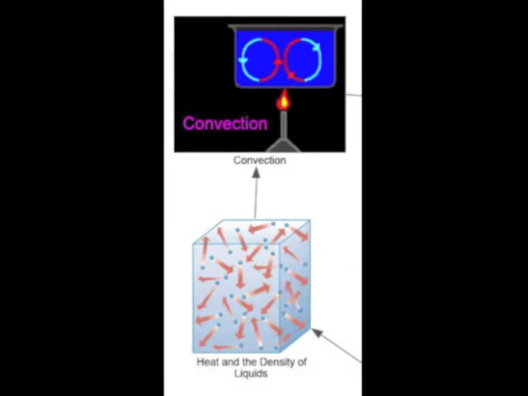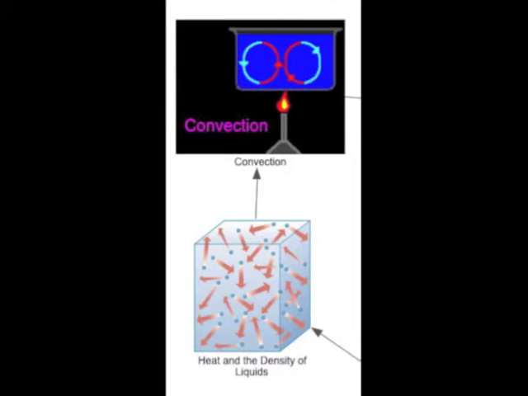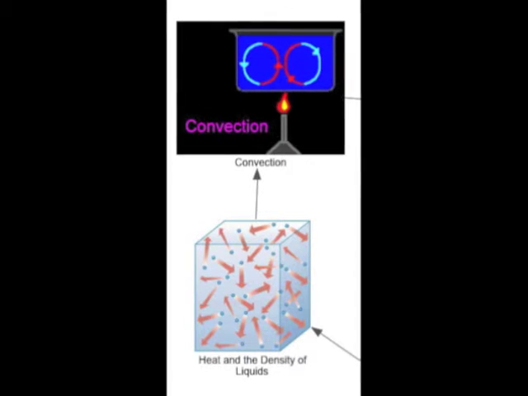And more dense, cooler molecules will come underneath those less dense ones and push the less dense ones up. And then after those less dense ones have been pushed away from wherever the heat source is, they'll cool down, and then they become more dense, and they sink down to push up the heated liquid or gas. So it's like a cycle, basically.